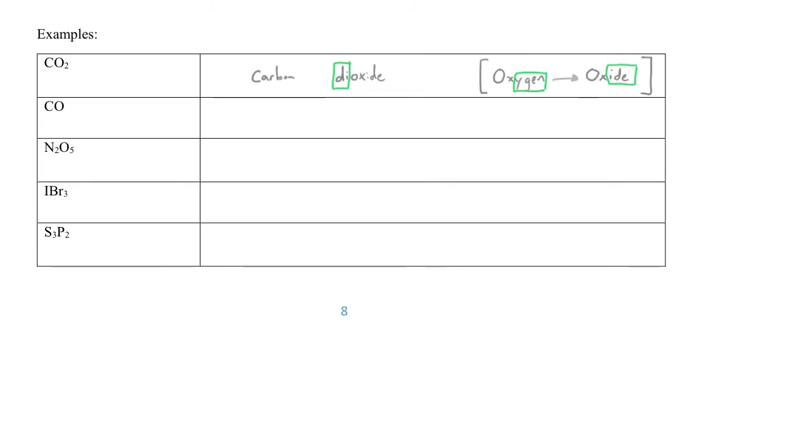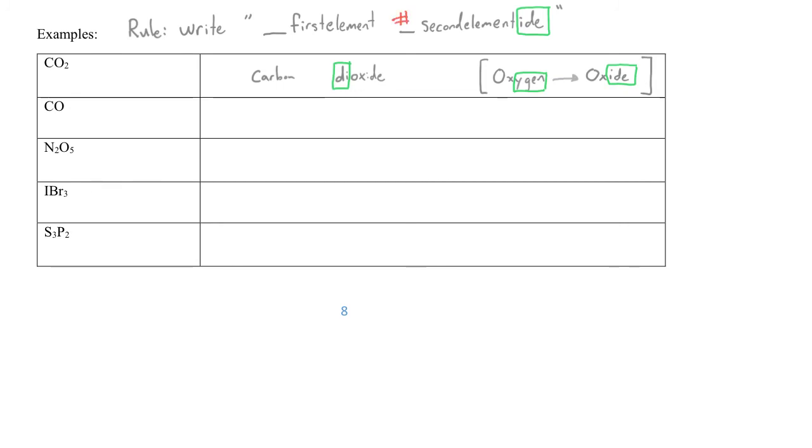That's because it's the second element in the name. And this is what we do with molecular compounds. We write the first element unmodified and then the second element with an IDE ending. In addition to modifying the end of the element name with this IDE suffix, we also have to put in the Latin prefix before the element explaining how many of those atoms there are.